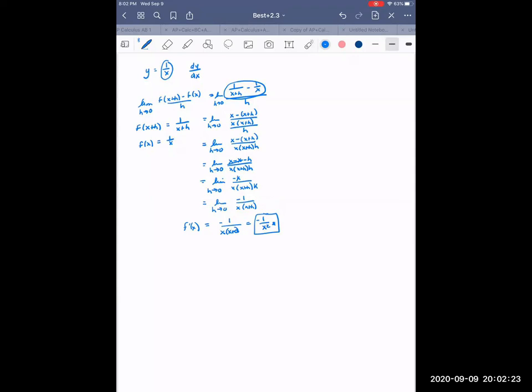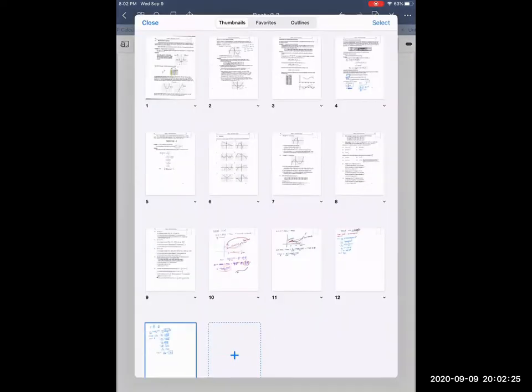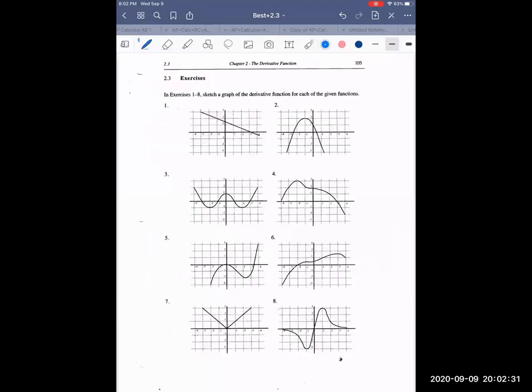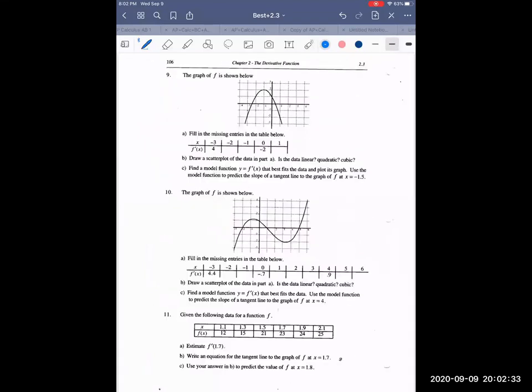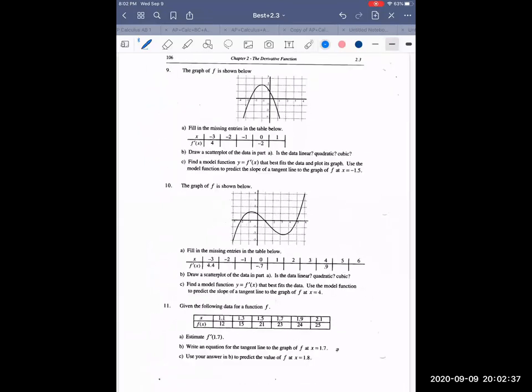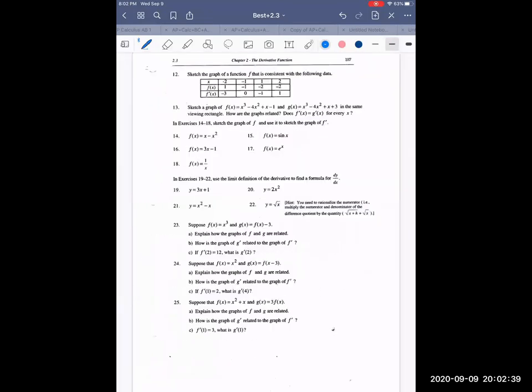All right, back to the pages. And that's it, okay? And then what you had to do was some curve sketching. You had to fill in some tables, filling in the missing entries in the tables. I did see several emails with questions on 2.3.